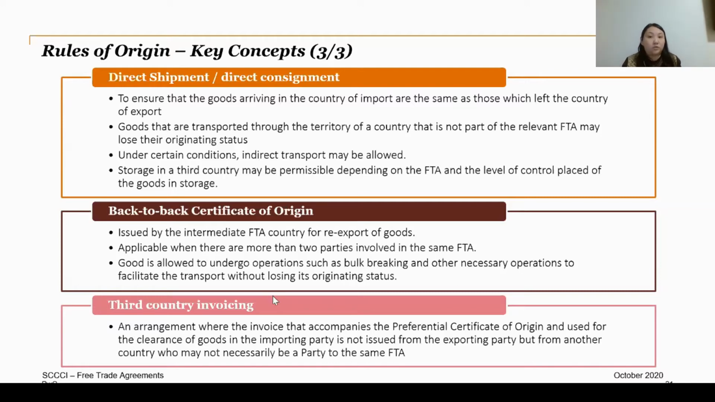For a lot of other agreements, it's silent. As in, the FTA does not mention this clause. So it really depends on the final destination country if they would accept this kind of indirect invoicing. So that's something to take note of.